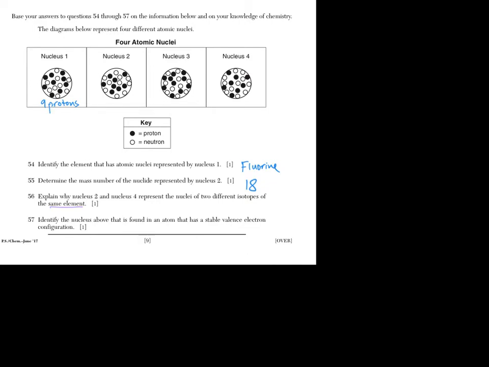Now, in terms of isotopes, they have to have a different number of neutrons but be of the same element. 1, 2, 3, 4, 5, 6, 7, 8, 9, 10. Here we have 10 neutrons. 1, 2, 3, 4, 5, 6, 7, 8, 9, 10, 11. Here's 11. So they have the same number of protons. That's important to state.